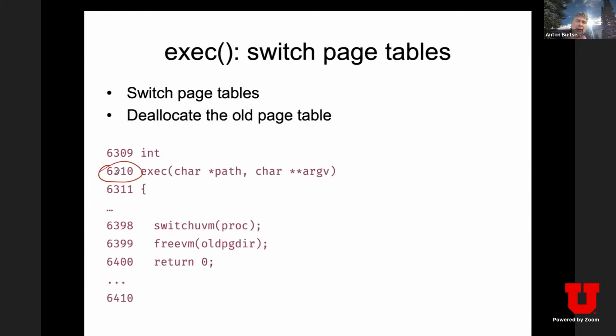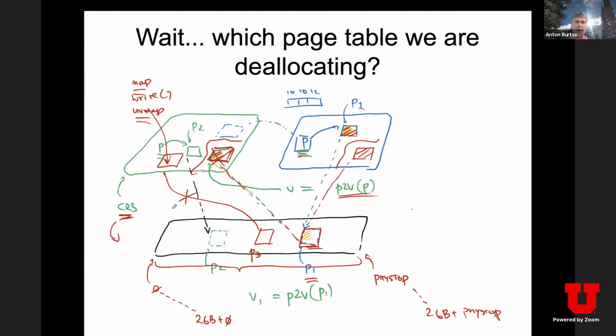The first line of exec is 6310, at around 6398. First of all, exec is not a giant function, less than 100 lines. You say switch user virtual memory. So essentially, at this point, you switch to a new page table, and then you see deallocate the old address space. And let's take a look at these functions.